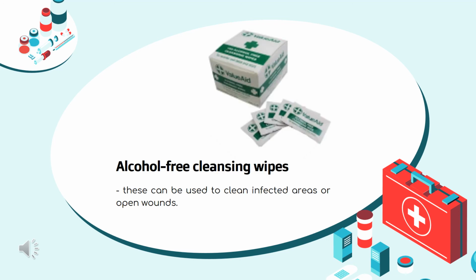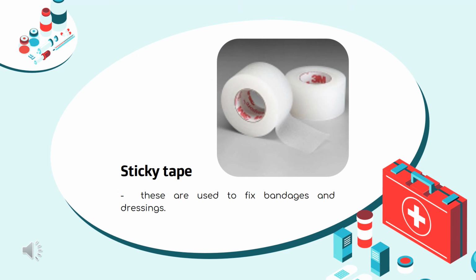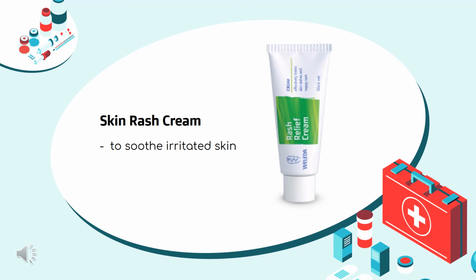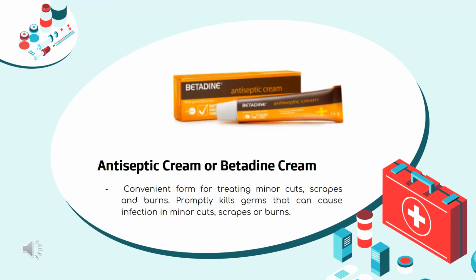Alcohol-free cleansing wipes. These can be used to clean infected areas or open wounds. Sticky tape. These are used to fix bandages and dressings. Thermometer. This is used to check and monitor a person's temperature. Skin rash cream. This is used to soothe irritated skin. Antiseptic cream or betadine cream. This is convenient for treating minor cuts, scrapes, and burns. This also promptly kills germs that can cause infection in minor cuts, scrapes, or burns.